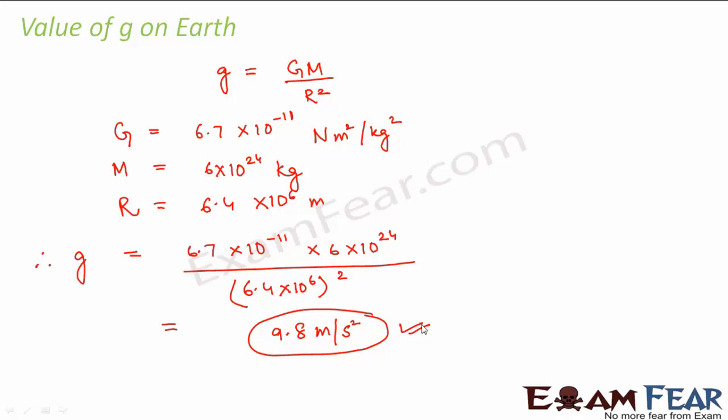Now the value of capital G is constant. It is universally constant. The value will remain the same everywhere. But for small g, the value will not remain the same everywhere. For example, right now whatever we have calculated is the value of g on earth. That is why we have taken the mass of the earth and the radius of the earth, right? Now if I want to calculate the value of g on the moon, the mass and radius will get changed. Therefore, the value of acceleration due to gravity will also change. So the value of this acceleration due to gravity changes from place to place. It is not a universal constant, right?